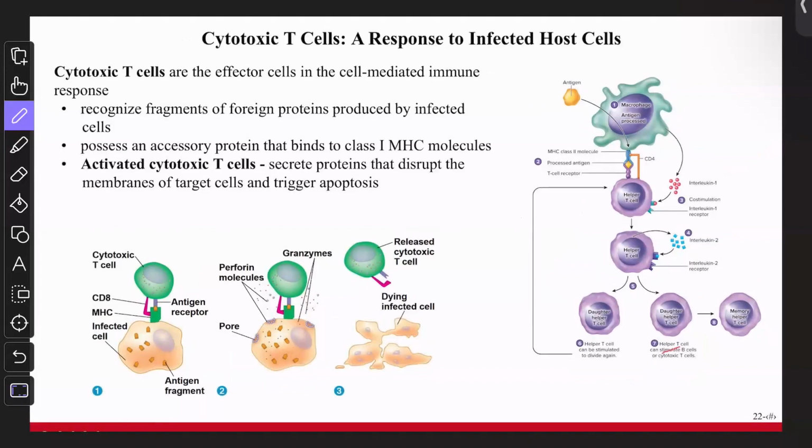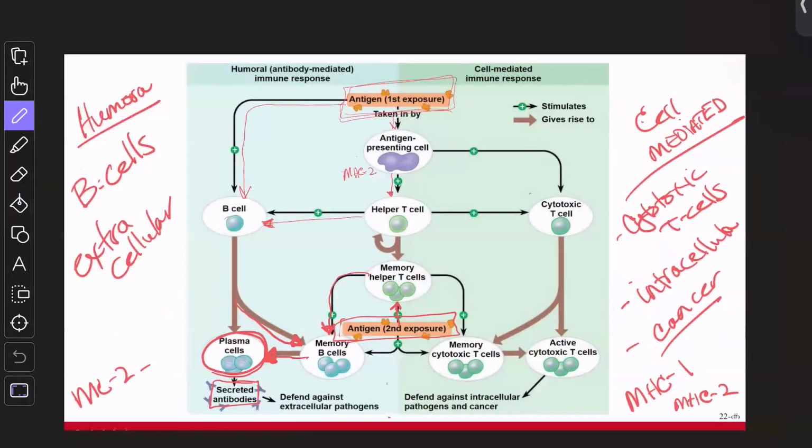Okay, so the activated cytotoxic T cell, like I said, we raise our little flag and the cytotoxic T cell comes over in the guise of helping and destroys us. Right? Okay. I know it's very sad. All right.